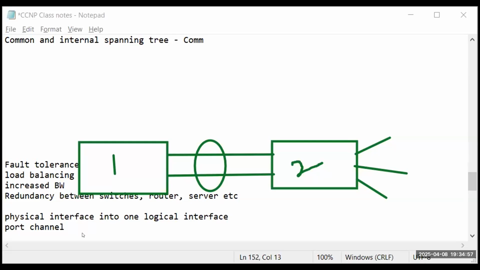But in the case of servers, VMs, VMware ESXi servers, and high-end servers, they should have multiple ports connecting to the switch. That time it can have 4 ports, 8 ports. So all ports can be bundled into one logical interface, so that port will have 800 Mbps of speed. That can be achieved on the server side. That's what I mentioned: physical interfaces into one logical interface gives redundancy between switches, routers, and servers as well.